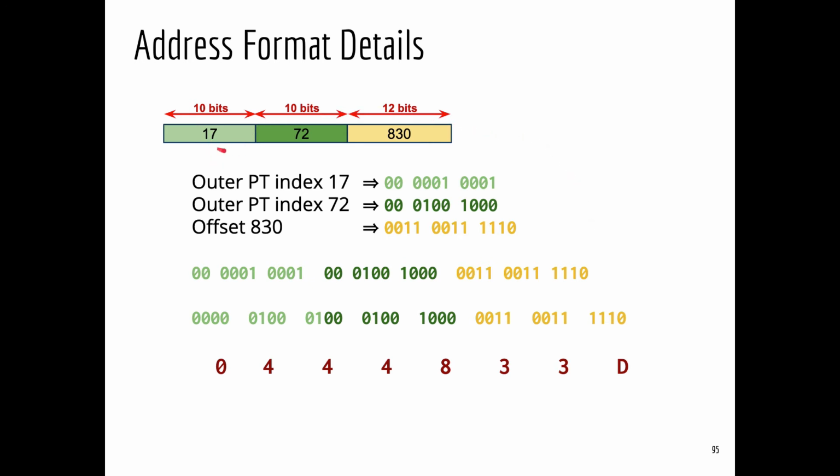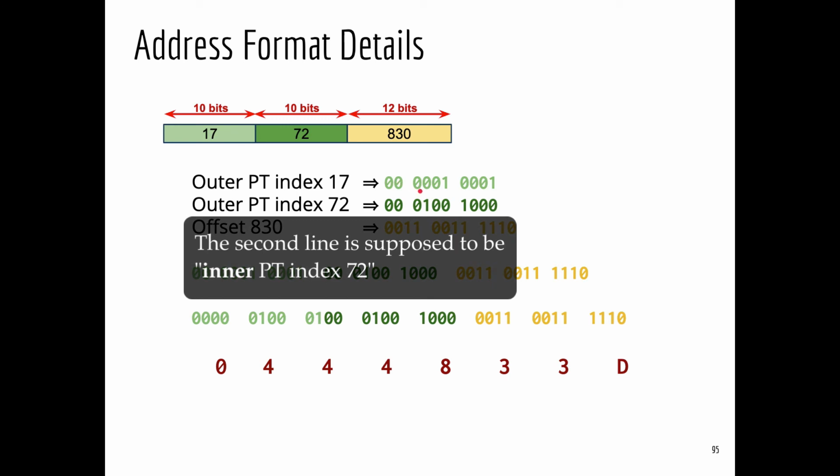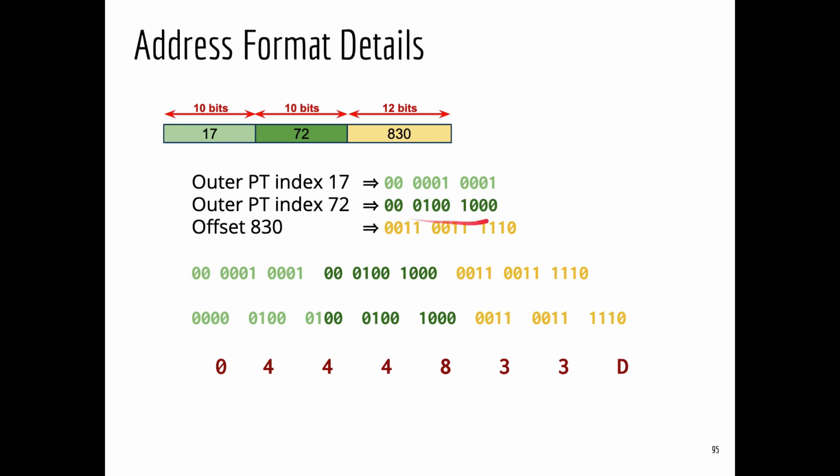So we are using the same example as before, and I just want to show you how the numbers are encoded in binary. So the outer page table index is 17, and 17 in 10-bit binary is 0000010001. And the inner page table number is 72, and that number in 10-bit binary is shown here. And then the offset 830 is now a 12-bit number, and that number in 12-bit binary is shown here.